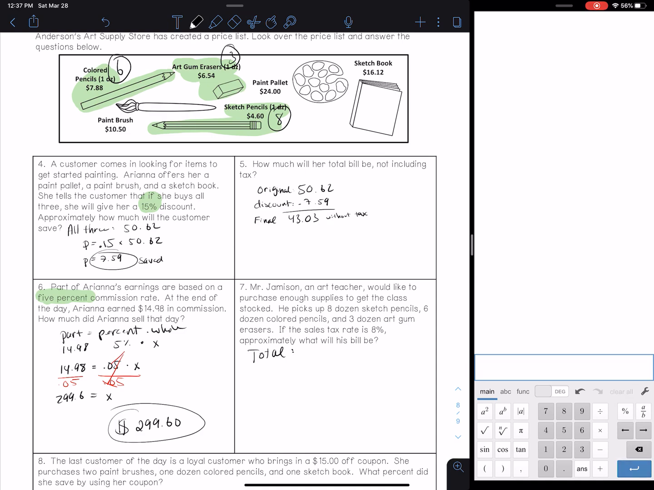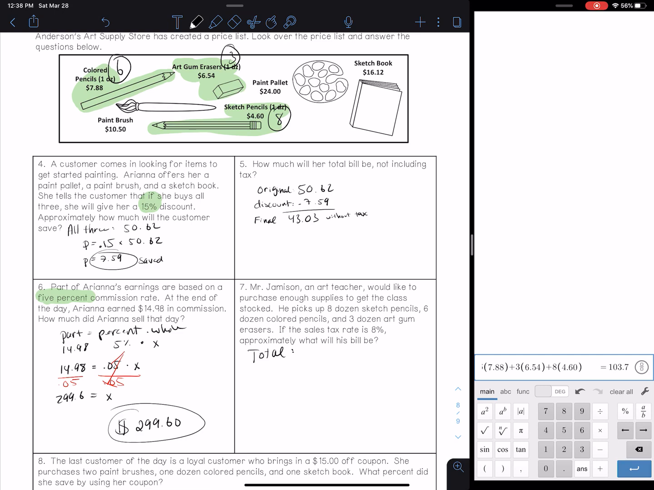Let me clear all this. And he's going to get 6 of the colored pencils, which is $7.88. Okay. He's also going to get 3 of the gum erasers, which cost $6.54 each. And then he's also going to buy 8 of the sketch pencils, which cost $4.60 for a dozen.